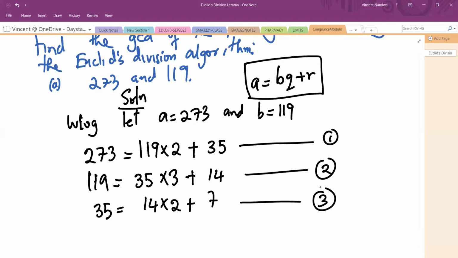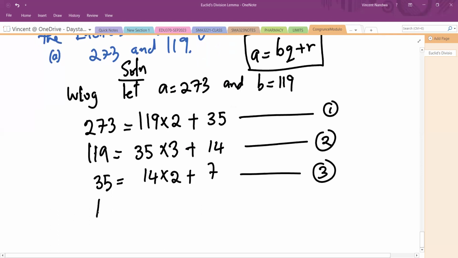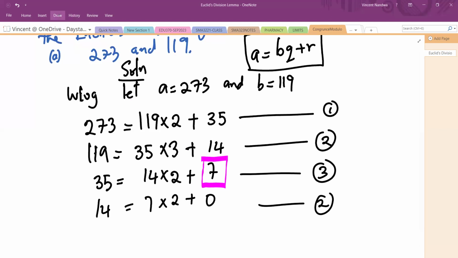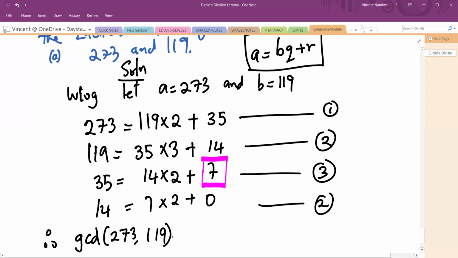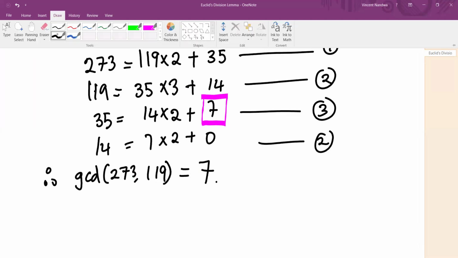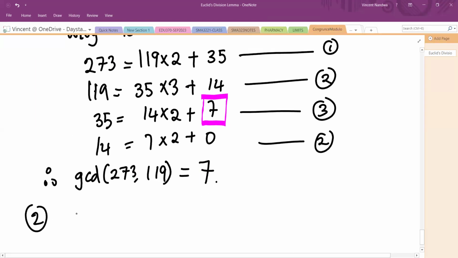Move on. In the next step, A will be 14, B will be 7. So you have 14 equals 7 times 2, and here we get that the remainder will be 0. So the previous non-zero remainder is the GCD of the two numbers A and B. Therefore, the GCD of 273 and 119 is 7. So problem 2, we have the numbers 414 and 662.